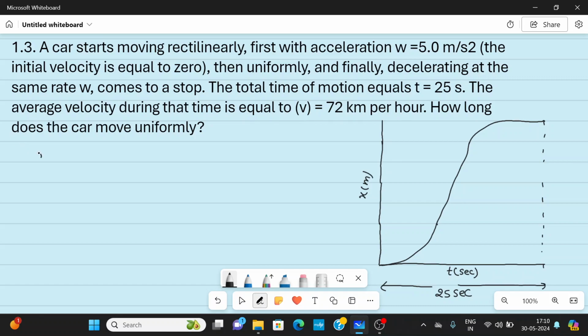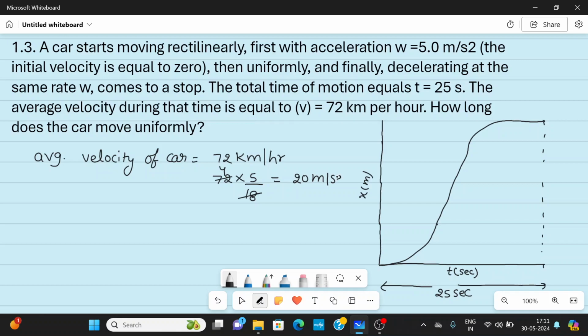So average velocity of car is 72 km per hour. We will convert it into meter per second. To do this, we multiply it with 5 by 18. 18 4s are 72, so we will get 20 meter per second. So the average velocity of car in meter per second is 20.